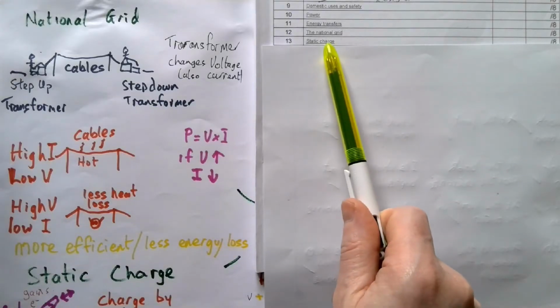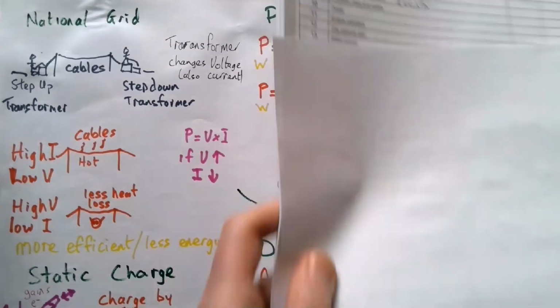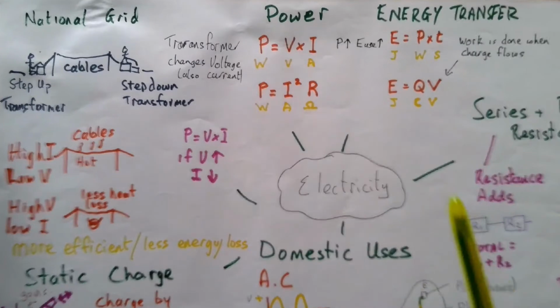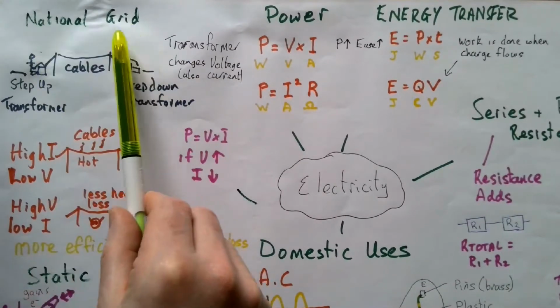Electricity, from lesson 12, the national grid, and lesson 13, static charge. Okay, so previous work, which should be done from last week. This week, looking at the national grid.